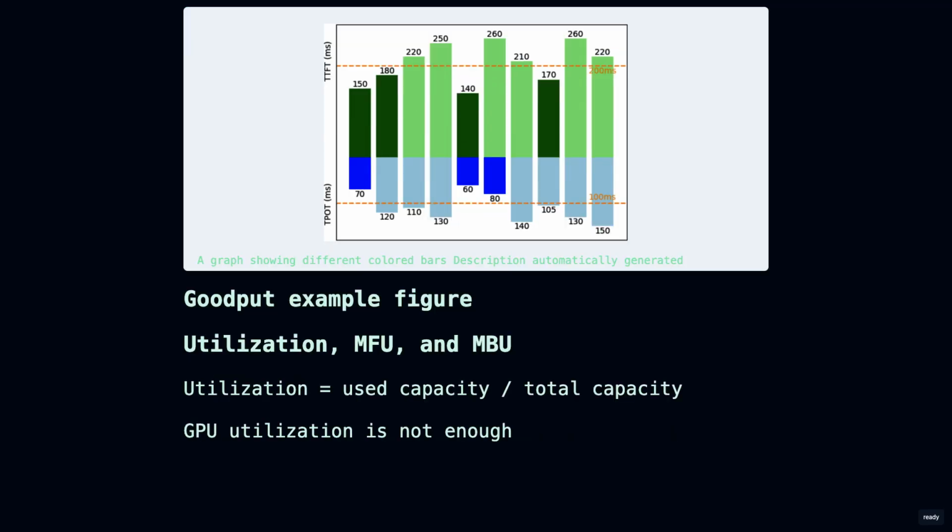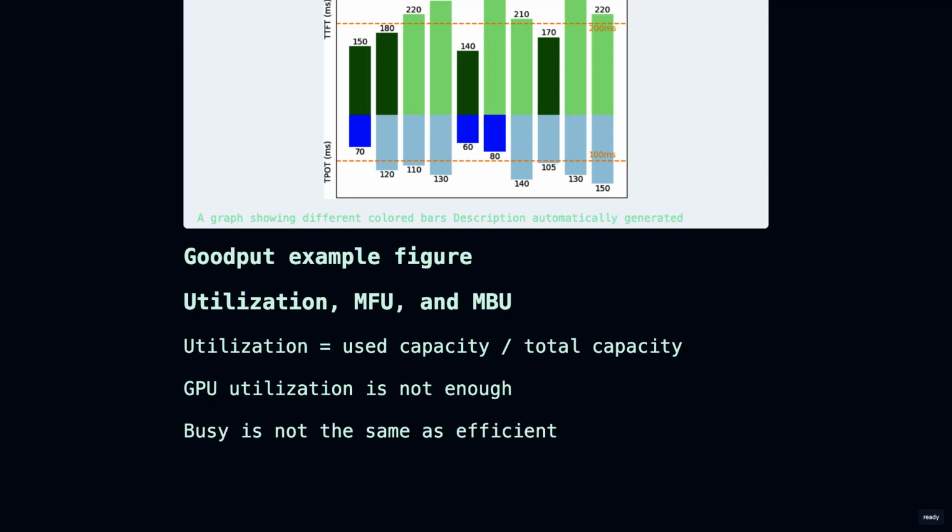The common NVIDIA GPU utilization number only tells you whether the GPU was busy, not whether it was busy efficiently. A device can look fully utilized and still waste most of its potential. That example shows the problem clearly. A GPU can report 100% busy even while doing very little useful work. So we need a metric that measures actual compute delivered.